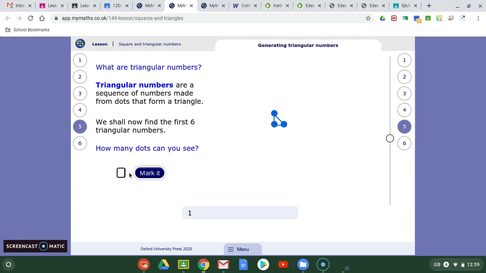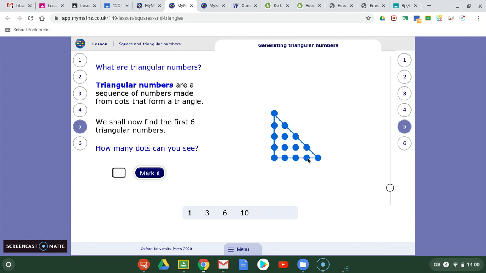Well, I can see 3. Lovely. Oh, we've added some more to make a bigger triangle. How many dots have we got there? 1, 2, 3, 4, 5, 6. So 6 is the next one. Oh, we've added another layer of dots underneath. We've added 4 more there. So that's 6 plus 4, which gives me 10.